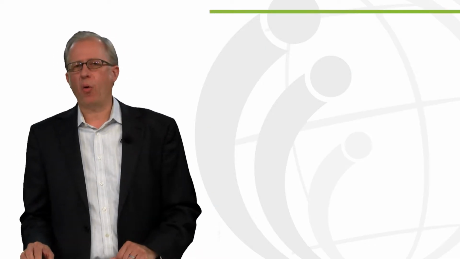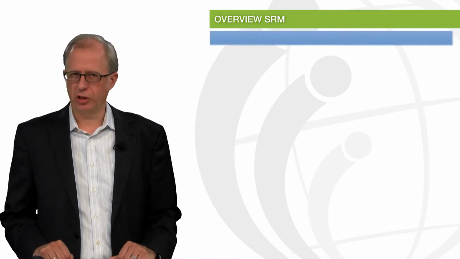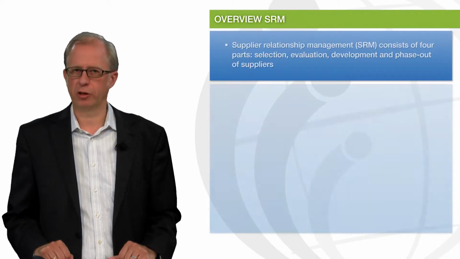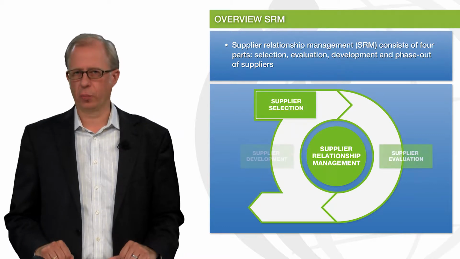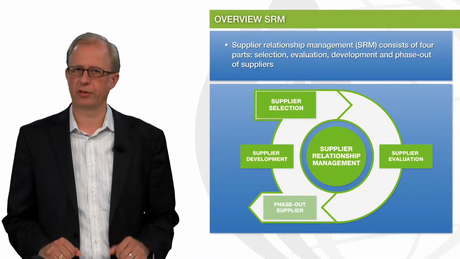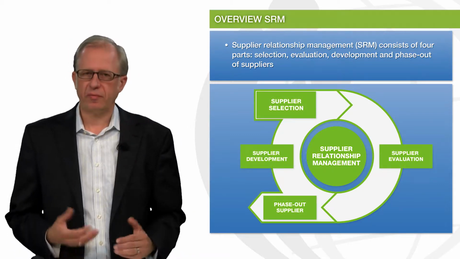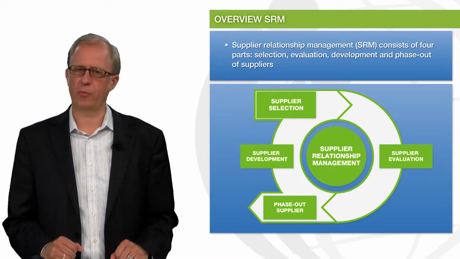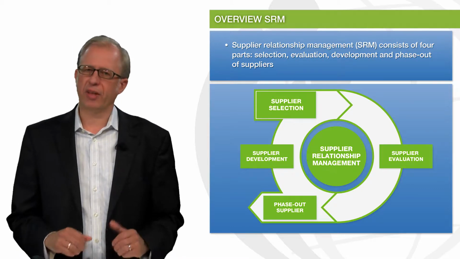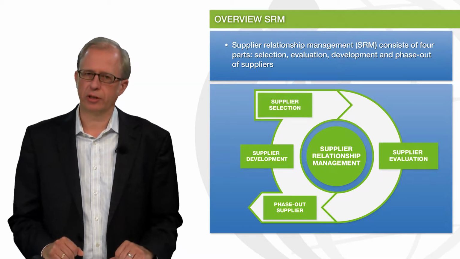That is how a supplier relationship management system typically looks. Starting with the selection of suppliers, a systematic selection of suppliers. This is something which we are not going to discuss further in this sequence because it has been discussed elsewhere. However, the next step is of importance for us now.